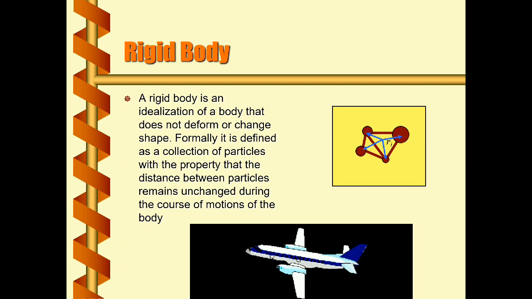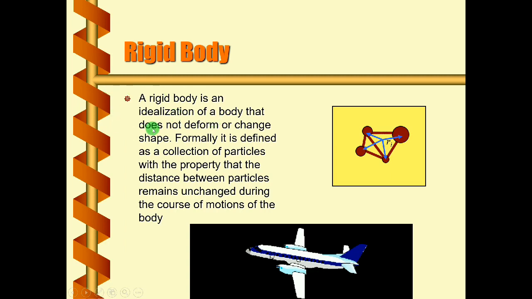As we want to study rotational motion, the first term that comes into consideration is rigid body. What do you mean by rigid body? Mostly we consider a solid body as a rigid body, but a rigid body is actually an idealization of a body which does not deform or change in shape under the action of force. So that is actually an ideal situation.